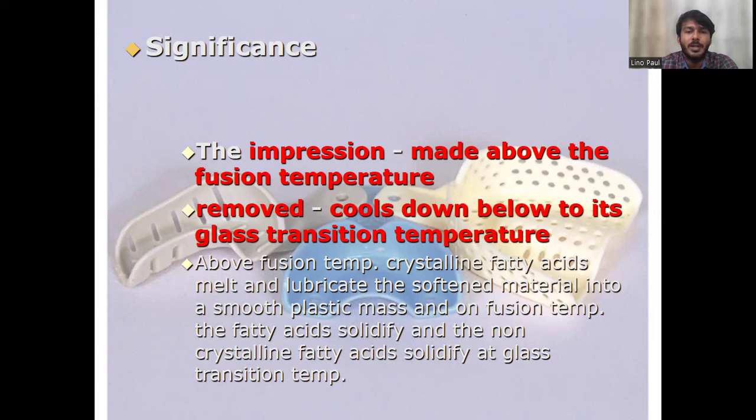So the impression is made above the fusion temperature, and it is removed when the temperature is below the glass transition temperature. Above the fusion temperature, crystalline fatty acids melt and lubricate the softened material into a smooth plastic mass, and at the fusion temperature, the fatty acids solidify, and the non-crystalline fatty acids solidify at the glass transition temperature.